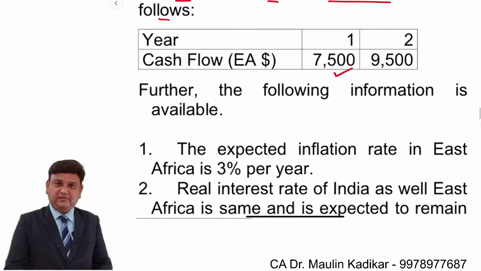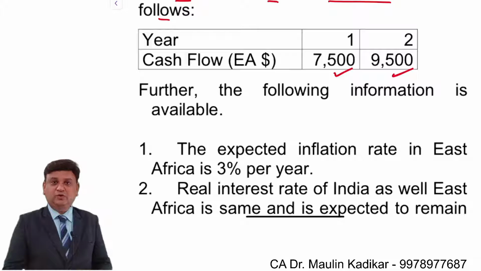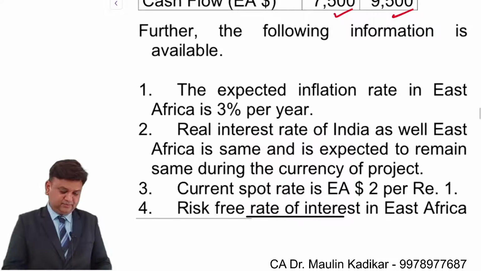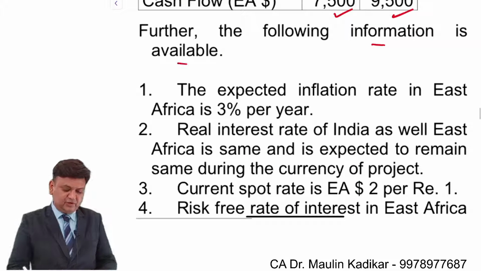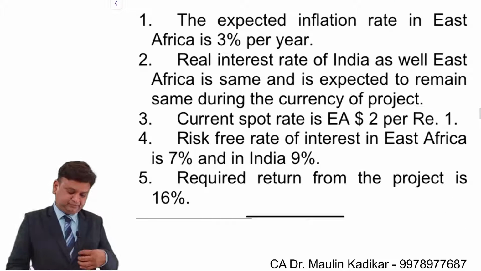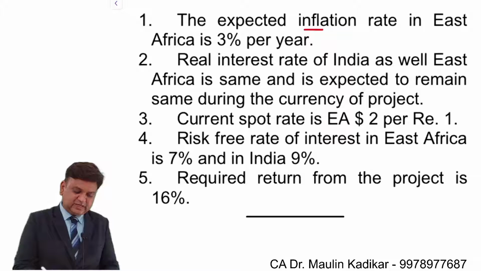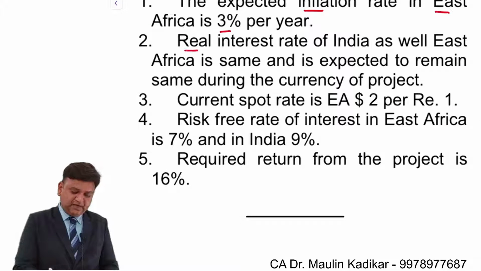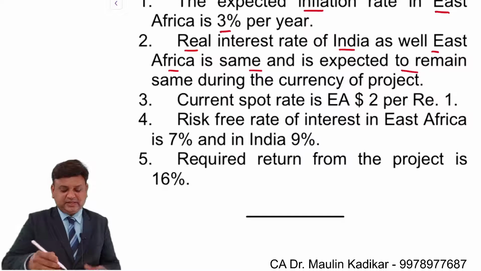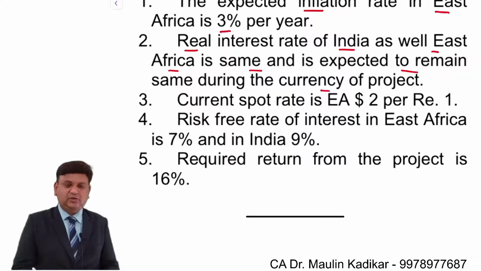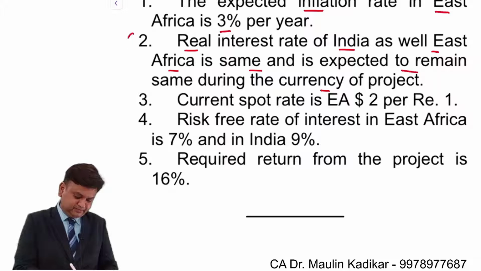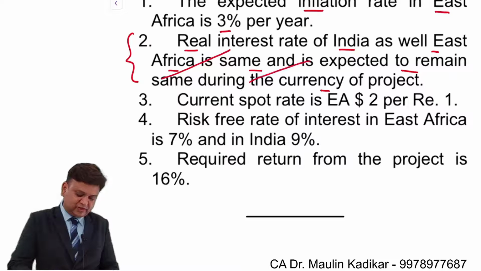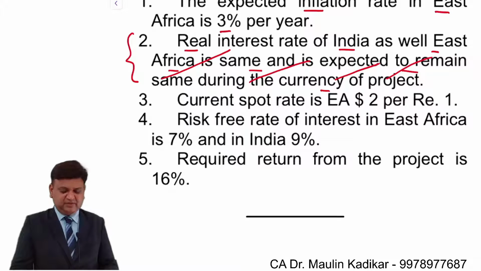End of year 1 $7,500, end of year 2 $9,500. Further following information is available. The expected inflation rate in East Africa is 3% per year. Real interest rate of India as well as East Africa is the same and it is expected to remain the same during the currency of the project. This information is not required to be given, it is assumed even otherwise.